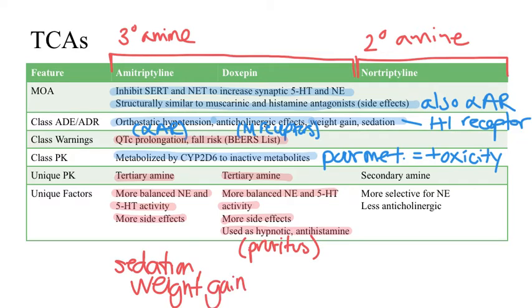The primary secondary amine is nortriptyline. This is slightly more selective for norepinephrine over serotonin and also slightly less anticholinergic than the tertiary amines. In cases where the anticholinergic side effects are not well tolerated, the secondary amine nortriptyline may be a better option.